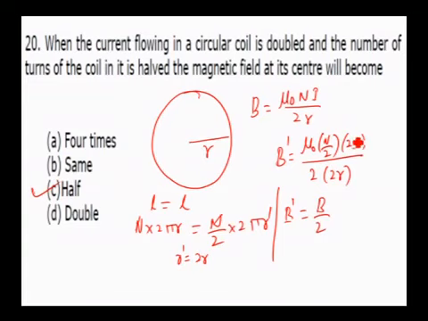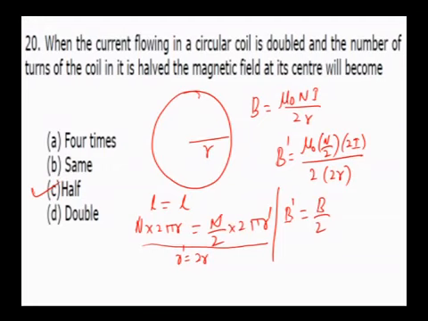But you can see here from this expression, we can see when length is same, if number of turns becomes half, radius becomes double. Suppose if you increase the number of turns to 2, then radius becomes half. So, always you should remember this expression. This is very important. Okay. So, B dash equals mu naught n by 2 into 2I divided by 2 into 2r. Hence, I can write B dash equals B by 2. Okay. So, hence we will take this as the third option.